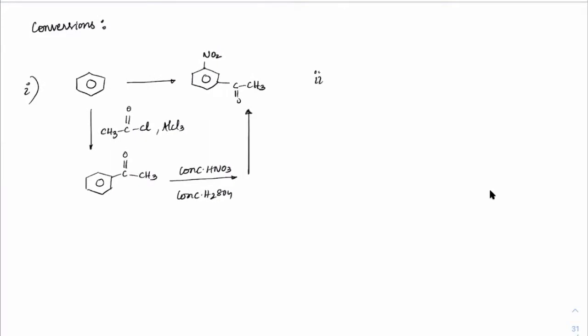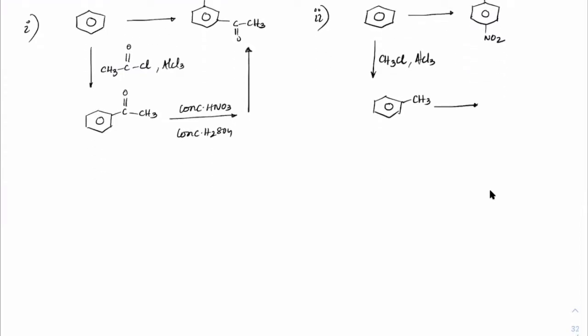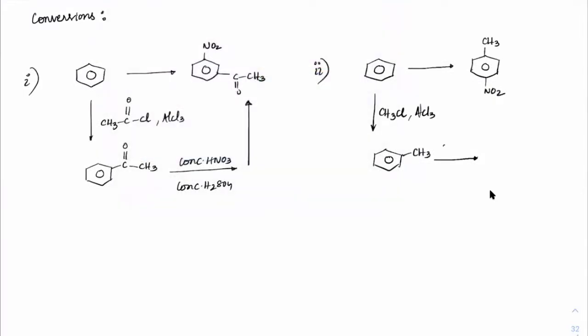See the second conversion. Suppose I want to convert benzene into this. The first conversion should be CH3Cl and AlCl3. That is Friedel-Crafts alkylation. When you do Friedel-Crafts alkylation, first CH3 will come. Then with concentrated HNO3 and concentrated H2SO4, or any nitrating agent, you will get this as the product. So this is the best possible route.